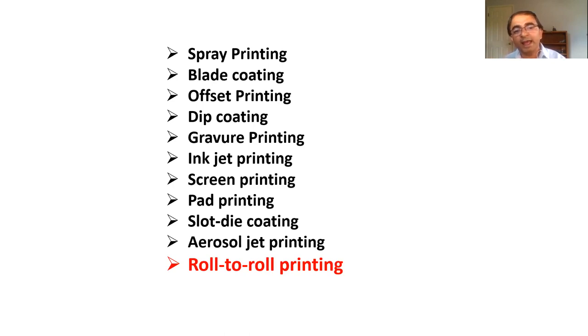But your ultimate goal is to go to roll-to-roll printing, because this is the printing technique which industry wants from you. If you can optimize the parameters on roll-to-roll, you can open your own industry. That I can say. So the ultimate goal is roll-to-roll. But I will show you the advantages and disadvantages, or the advantage of working on all these techniques, and why we do not go directly to roll-to-roll printing. I will show you in the following slides.